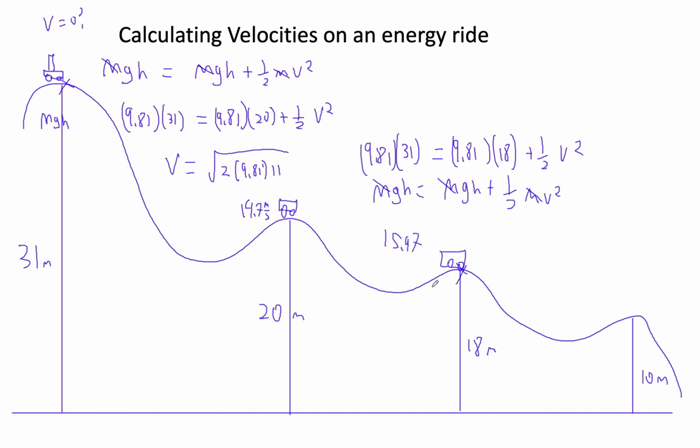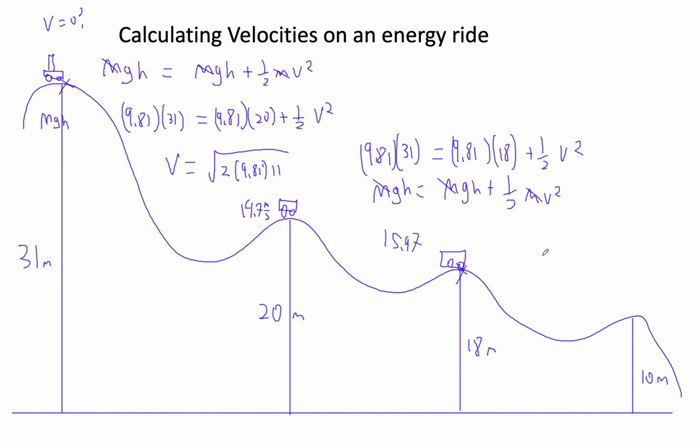Let's double check that. What's our change in height? I feel like it's 13. Is that right? 13 plus 18 is 31. All right. So square root of 2 times 9.81 times 13. Yeah, that works, right? And you can do exactly the same thing here, right?